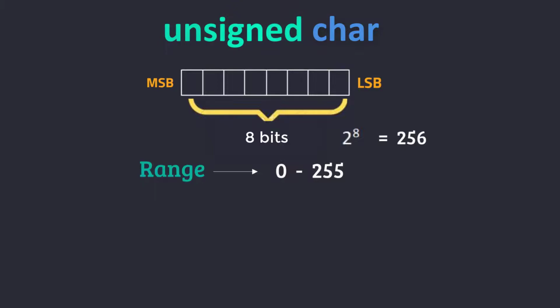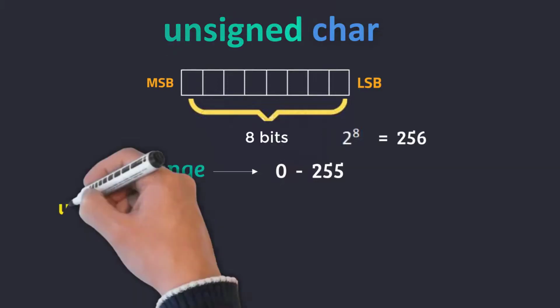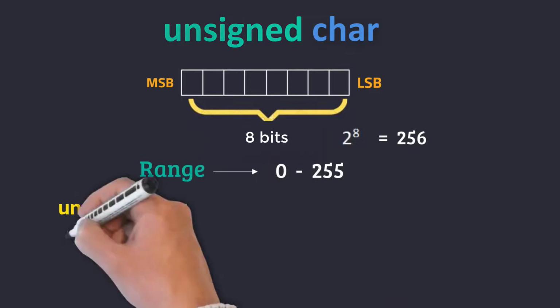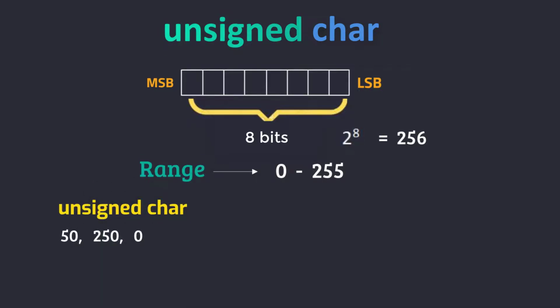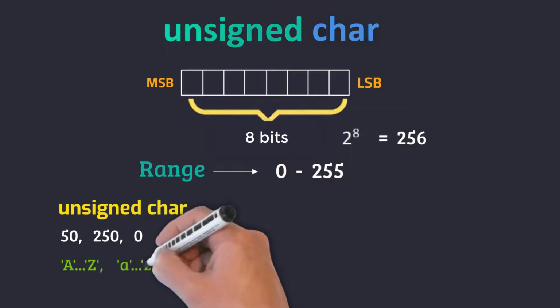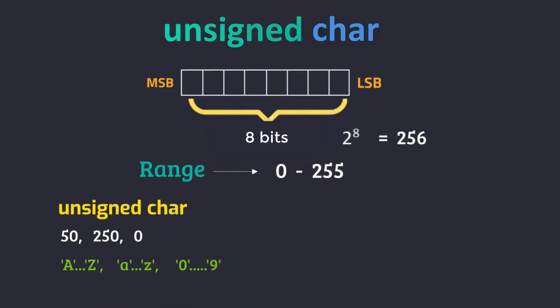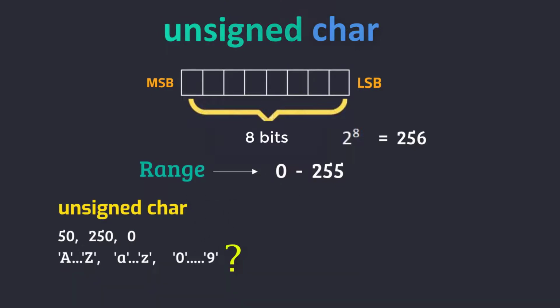Let's see what other numbers we can store in char data type. First, take a look at unsigned char. Numbers anywhere from 0 to 255, like that. And we can't store negative numbers here. Can we store these characters also? Yes, of course. Let's understand.